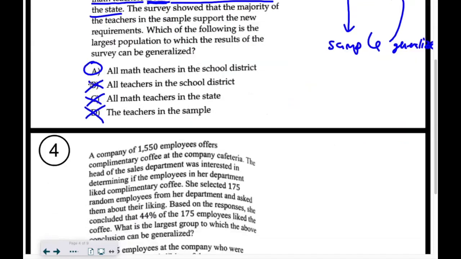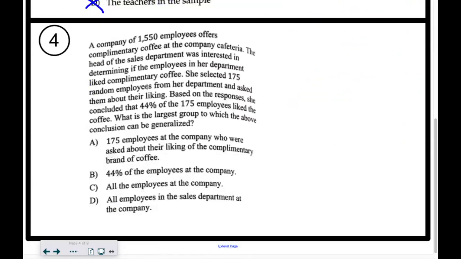All right. Let's keep moving. So we take a look at this one, and we have another similar problem. The largest group, I would always read the question first. It's just kind of a habit of not wanting to read all this. So, what is the largest group to which the above conclusion can be generalized?